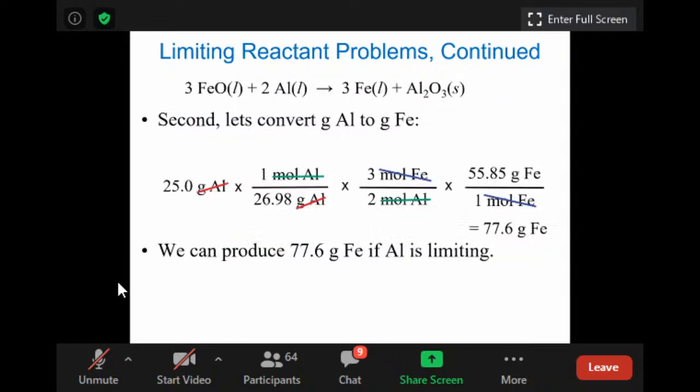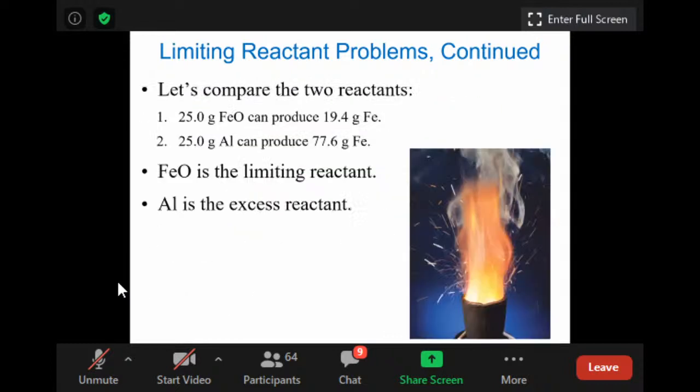All right. So let's compare the two reactants. It's time to compare them. 25.0 grams of FeO can produce what? 19.4 grams of Fe. 25.0 grams of aluminum can produce 77.6 grams. FeO is the limiting reactant. Aluminum is the excess reactant. Is that clear so far? Everybody? Any questions so far?